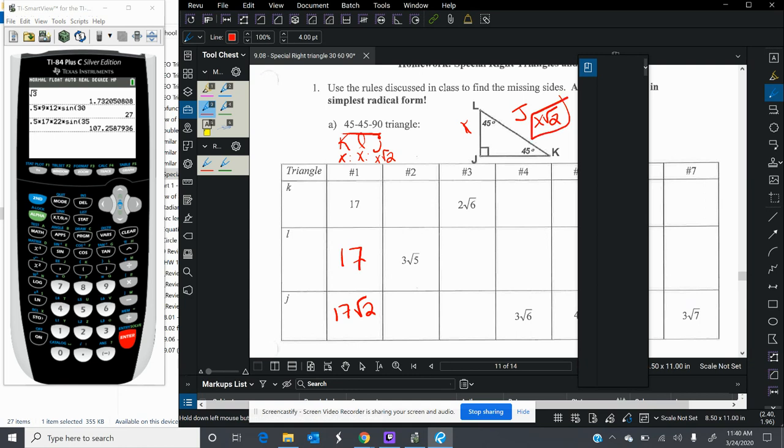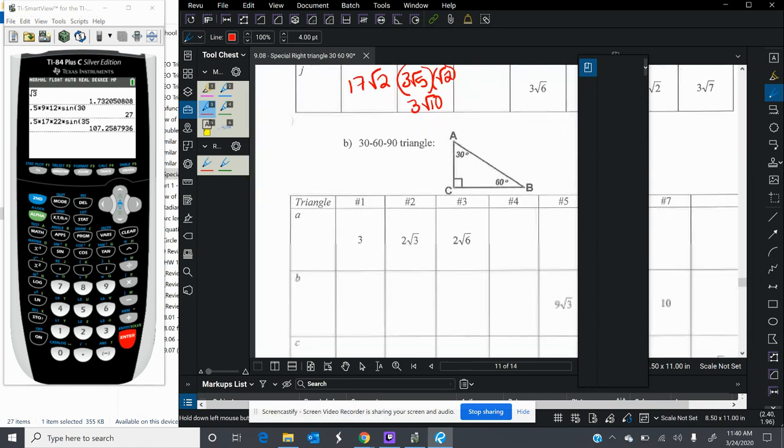So in the next case, number 2, L and K are going to be equal. So we have 3 radical 5 are each of the legs. Therefore, the hypotenuse is 3 radical 5 times the square root of 2, which would become 3 radical 10. So that's how this is kind of working out in each case. So that should make sense for number 1.